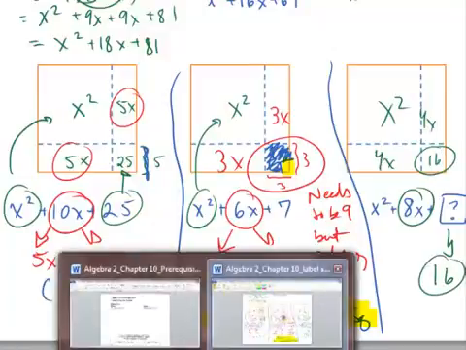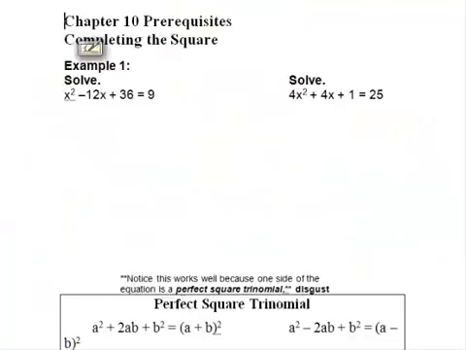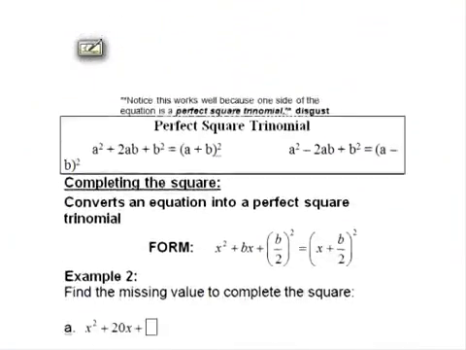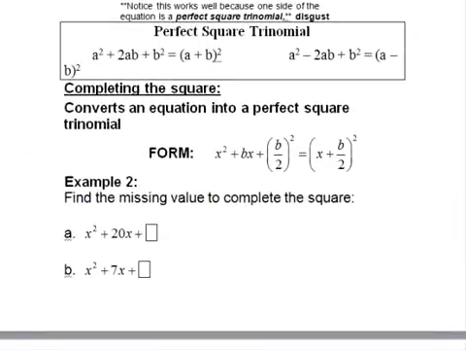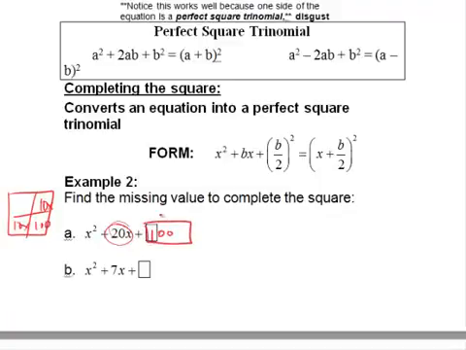So if we flip over to our other packet of notes, we're going to skip down to the middle where it says complete the square. That's what we're starting with right here: what numbers would complete this. So we're looking at the 20. We know it has to split into 10 and 10. Again, think about this, 10x and 10x, in this lower right-hand corner would be 100. That's our missing number.